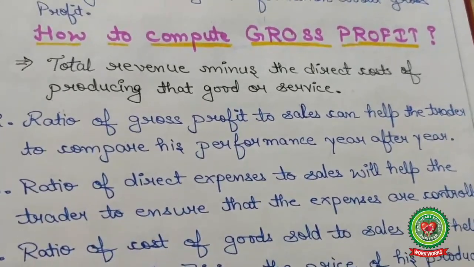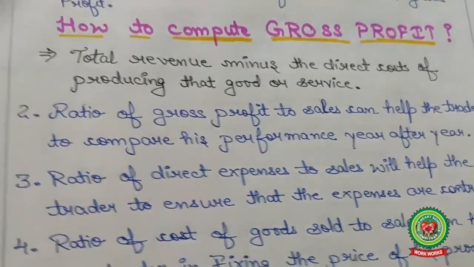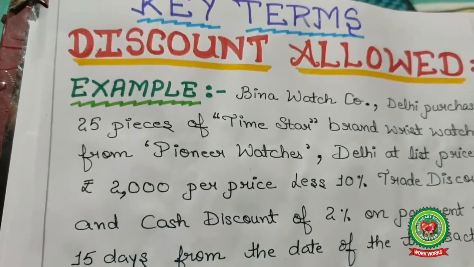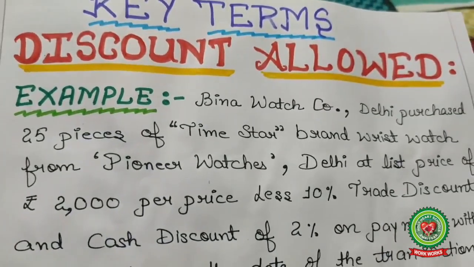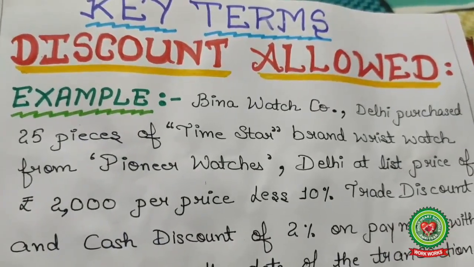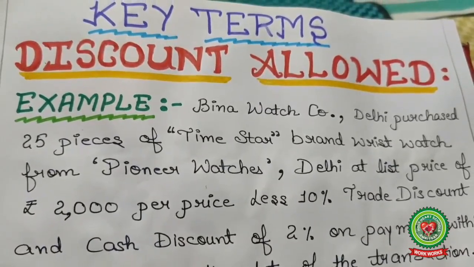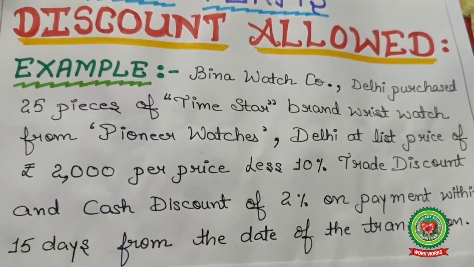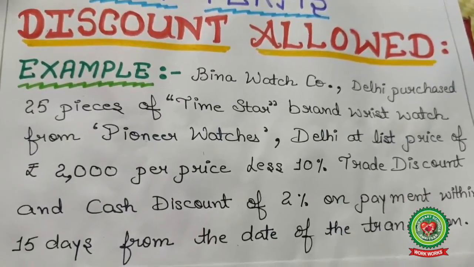So see the next point here, key terms. In yesterday's topic a few key terms were left. So number one, key term: discount allowed. With the help of an example, let's understand what discount allowed is.